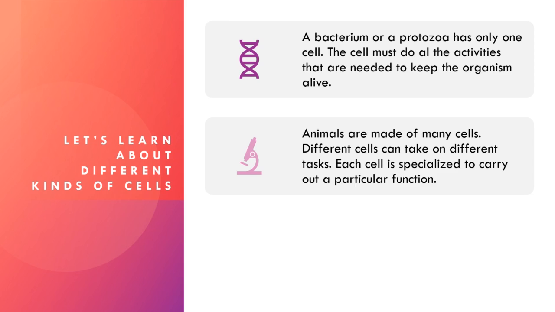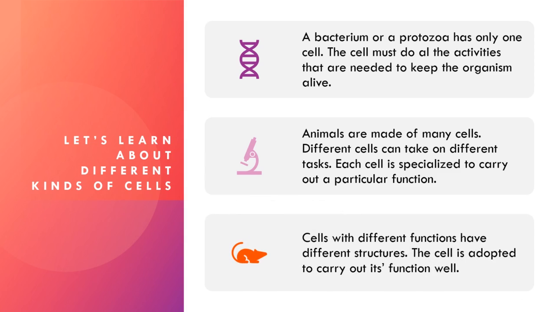Animals are made of many cells. Different cells can take on different tasks. Each cell is specialized to carry out a particular function. Cells with different functions have different structures. The cell is adapted to carry out its function well.